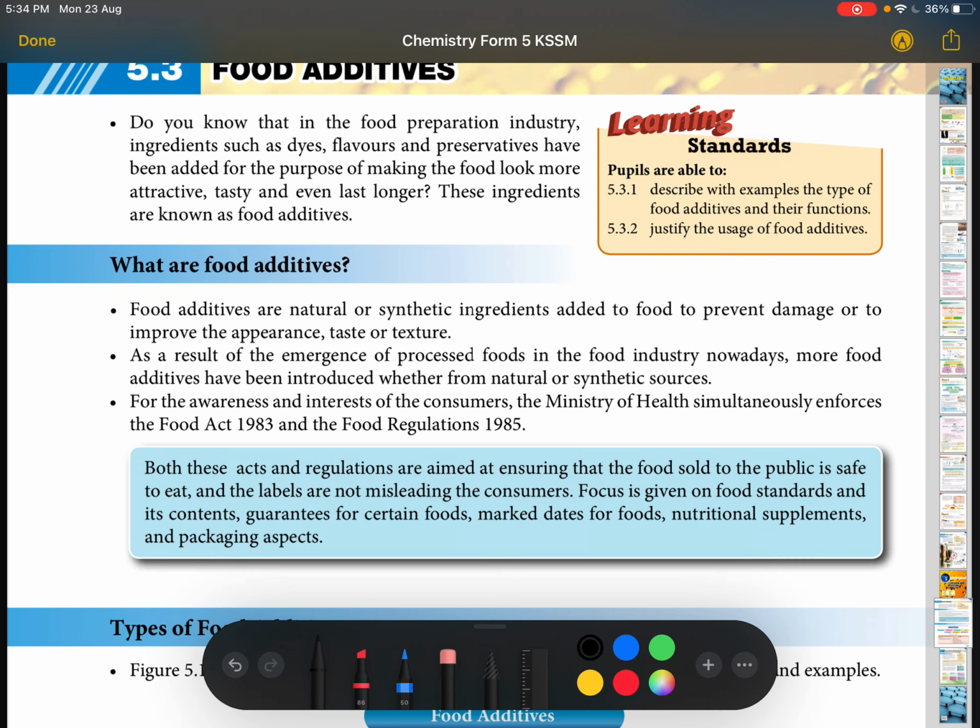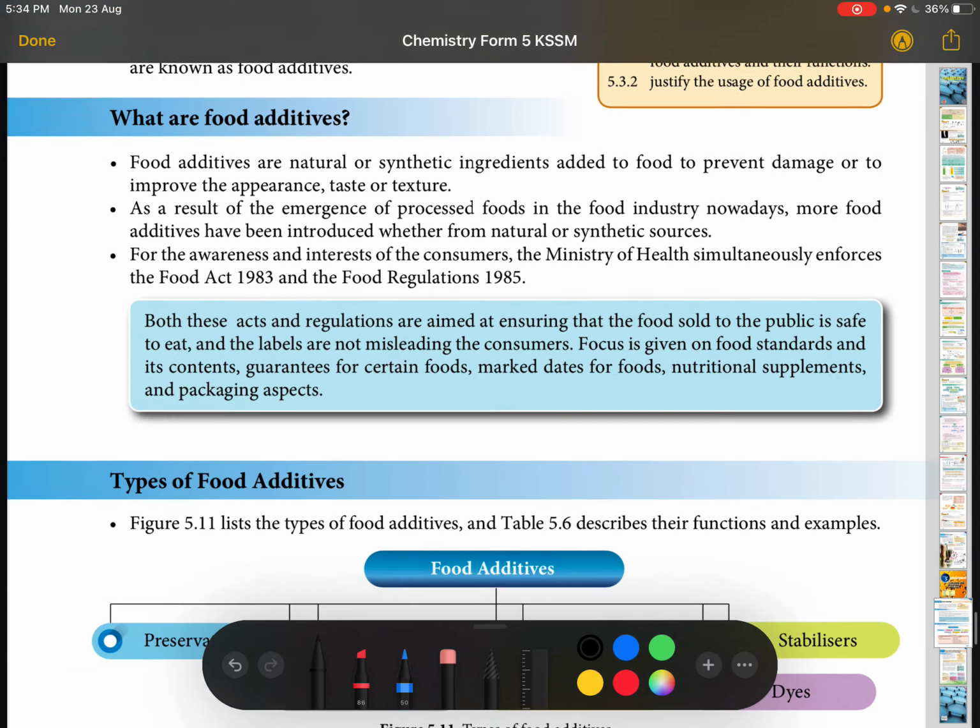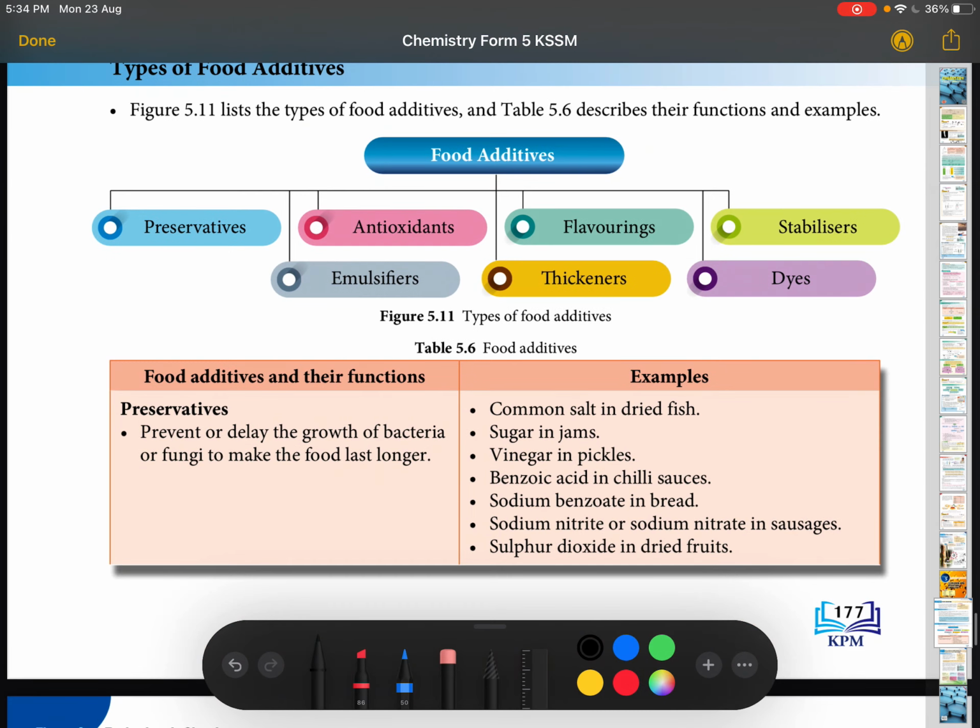You add these additives to food to make them last longer, to make them taste better, to make them appear better, and to give them a better texture. So what are the types? There are preservatives, which cause the food to last longer because they delay the growth of bacteria. The most common examples are salt, sugar, and vinegar. But they also mention a lot of benzoic acid.